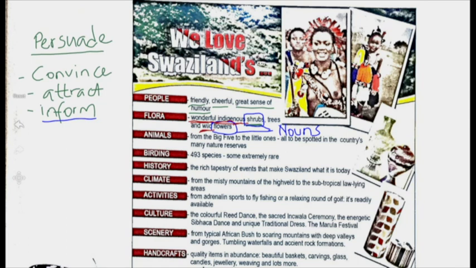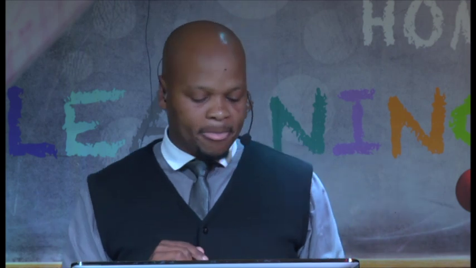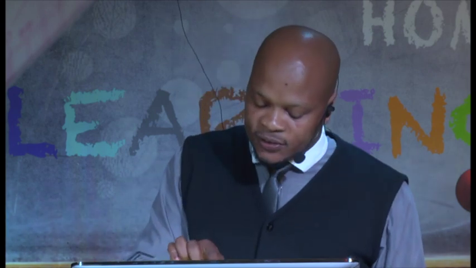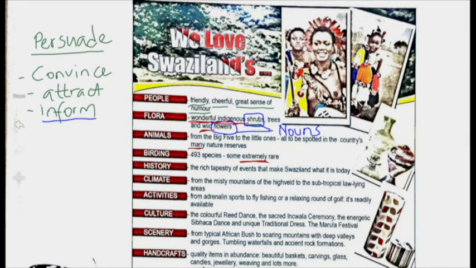We come to the animals. From the big five to the little ones, all to be spotted in the country's many nature reserves. All right, so here we take many. Many gives us more detail about the nature reserves. It's not just one, but there are many nature reserves, which gives a variety, and the variety is important. We go to the birding. Birds, 493 species, some extremely rare. They are not just rare. It could have said some are rare, but it says some are extremely rare.